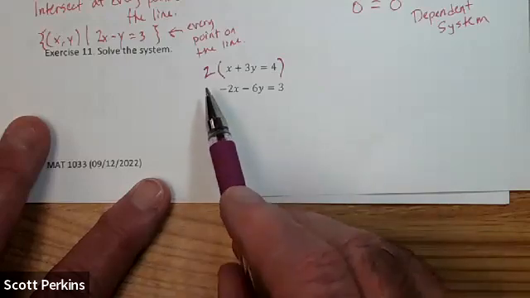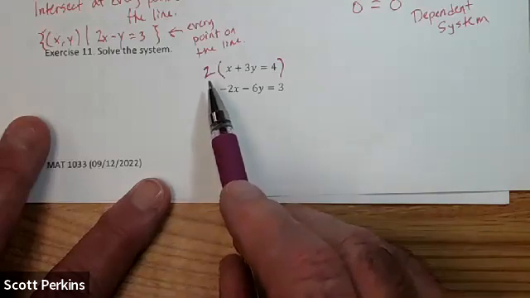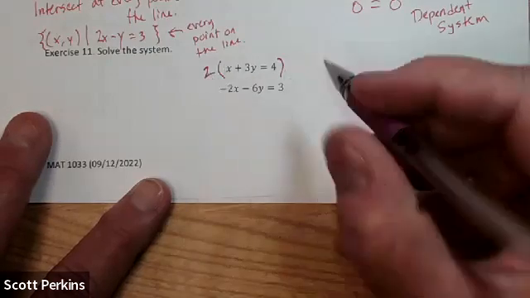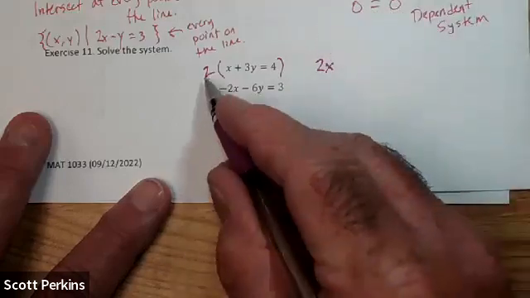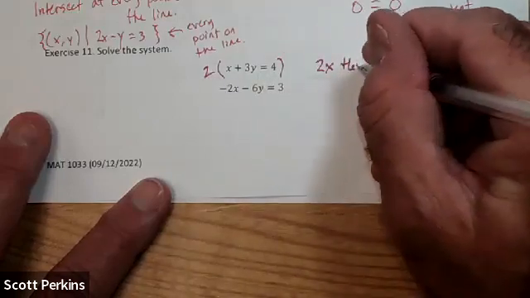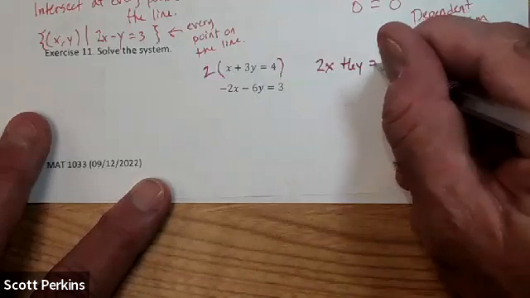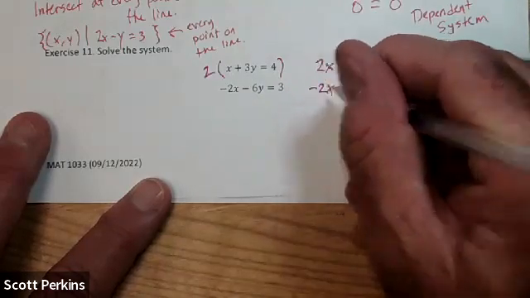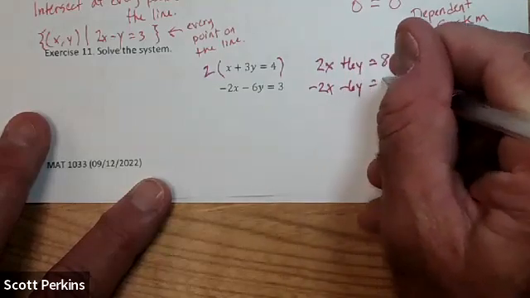So now you okay? You sure? Okay, so I'm going to multiply the top equation by 2. 2 times x is 2x. 2 times 3y is 6y. 2 times 4 is equal to 8. The bottom equation is -2x minus 6y is equal to 3.